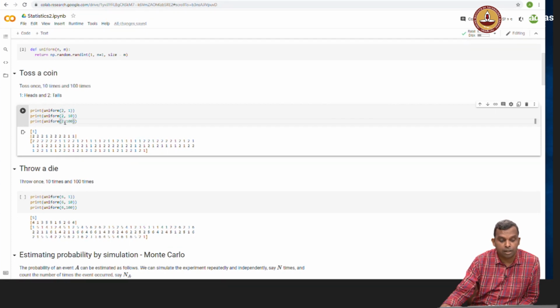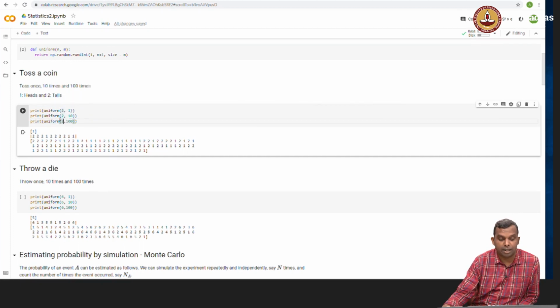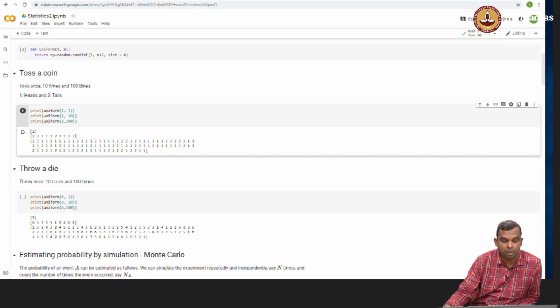Here is toss the coin once again, 2, that determines that it's a coin, right? So my outcomes are only 2 in number, 1 and 2. And I want to toss it 100 times. So let's just see what happens if I run this. It tossed it the first time. The first toss resulted in tails.